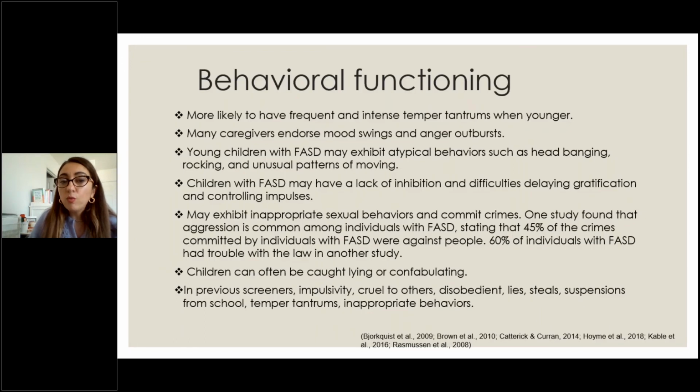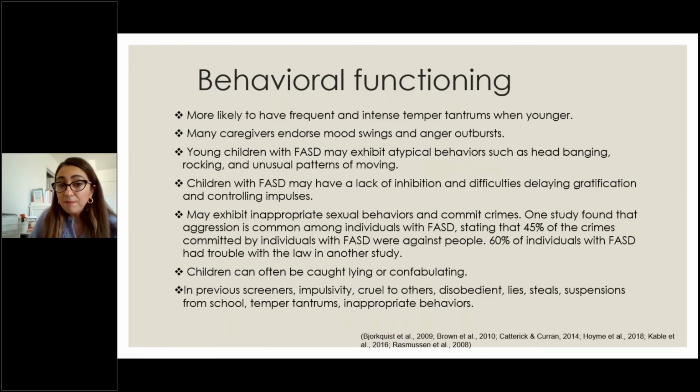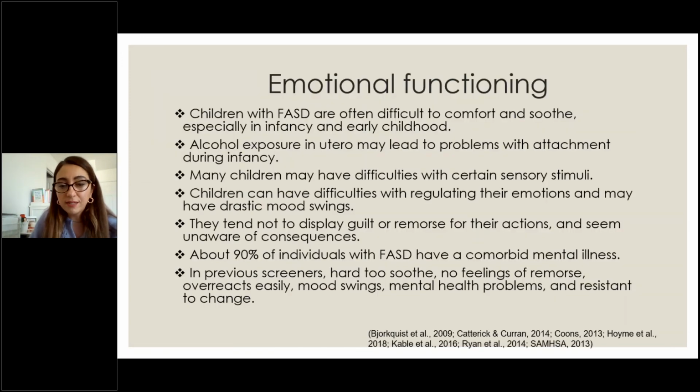For the behavioral functioning area, we know that kids with FASD struggle with intense temper tantrums, mood swings, anger outbursts, and sometimes engaging in inappropriate sexual behaviors. They have disinhibition, sometimes confabulation and lying, and being disobedient and so forth. So to capture that, we asked about inappropriate sexual behaviors, lying, but we put it as making things up. We didn't want to write confabulation, it's a big word. Lying or cheating, trouble with authority, acting impulsively, anger outbursts. So they would hopefully capture the behavioral difficulties.